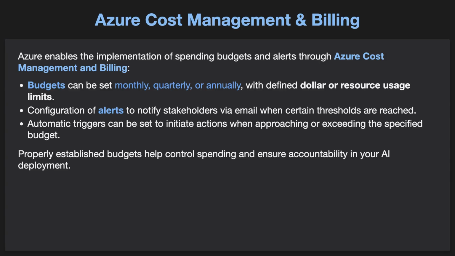Azure enables the implementation of spending budgets and alerts through Azure Cost Management and Billing. Budgets can be set monthly, quarterly, or annually, with defined dollar or resource usage limits. Configuration of alerts to notify stakeholders via email when certain thresholds are reached. Automatic triggers can be set to initiate actions when approaching or exceeding the specified budget. Properly established budgets help control spending and ensure accountability in your AI deployment.